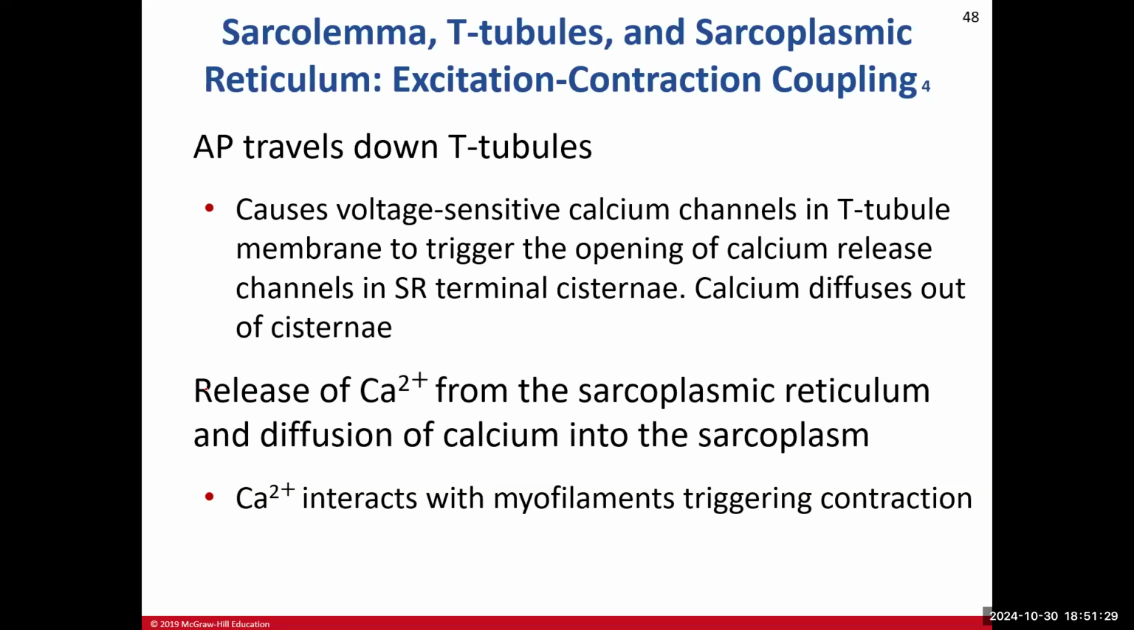So that action potential travels down the T-tubules, and it's going to trigger the opening of the voltage-sensitive calcium channels there.